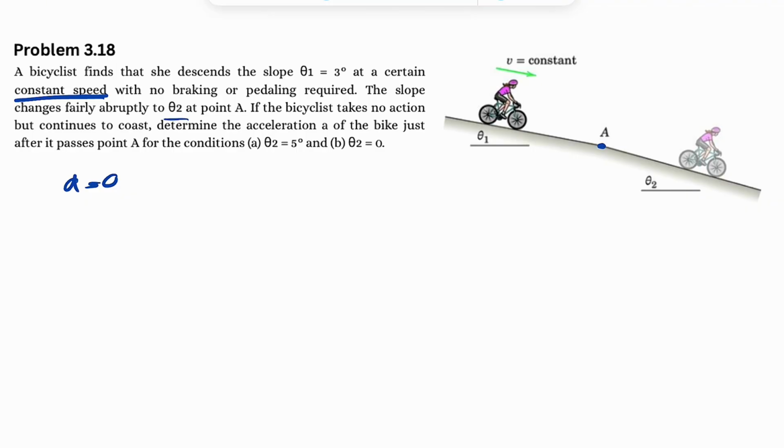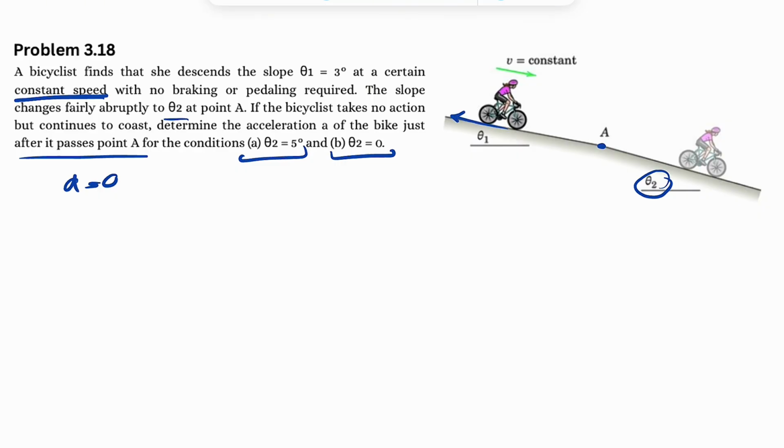So once it reaches this point A, the slope is going to change to theta 2, and if the bicyclist takes no action but continues to coast, we need to determine the acceleration of the bike just after it passes point A for two different conditions: theta 2 of 5 degrees and theta 2 of 0. As I was mentioning, the only force that is dragging this bicycle is the weight, and obviously we have the friction between the tires and the slope.